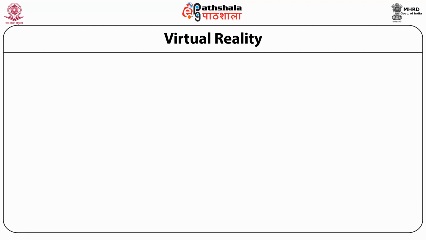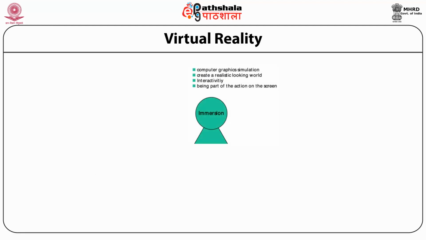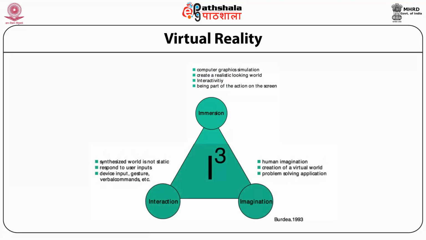The three I's of virtual reality consist of immersion, interaction, and imagination. Immersion includes computer graphics simulation, creating a realistic looking world, and interactivity, being part of the action on the screen. Interaction includes synthesized worlds, not static, that respond to user inputs, device input, gesture, verbal commands, etc. Imagination includes human imagination, creation of a virtual world, and problem solving applications. And the concept was given by Burdea in 1993.